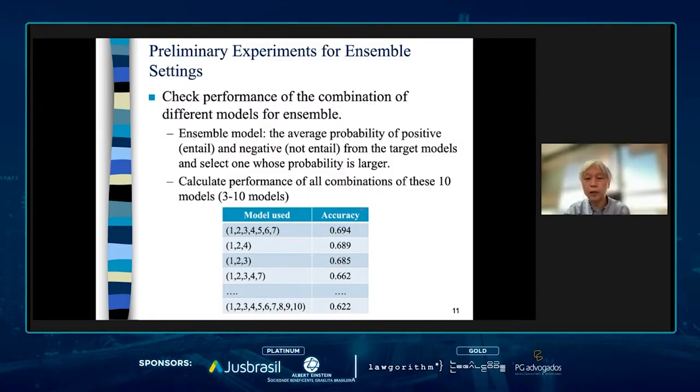This table shows the result of the ensemble data. The best performance system uses 7 models, and the second and third best systems use 3 models. On the contrary, the performance of the system using all models is the worst among all settings.